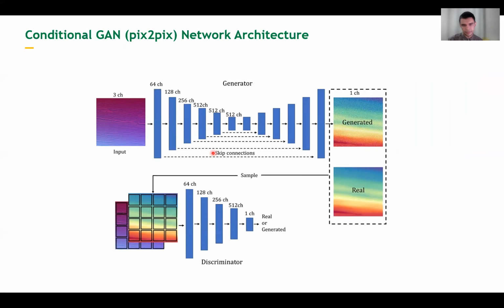Here is the architecture. We have a generator, this is a UNet with skip connections. And here is the discriminator, called PatchGAN because it subdivides the image in sub-patches, and classifies individually each one of these patches as real or fake.